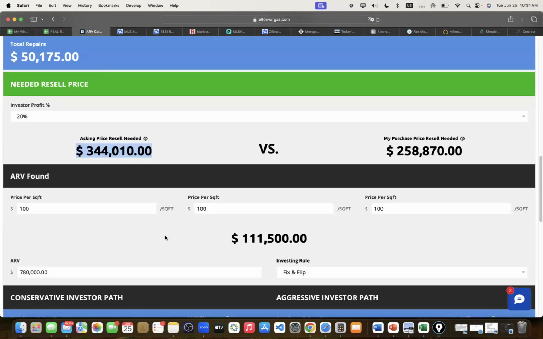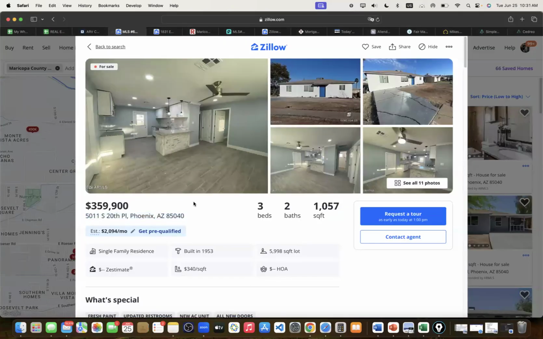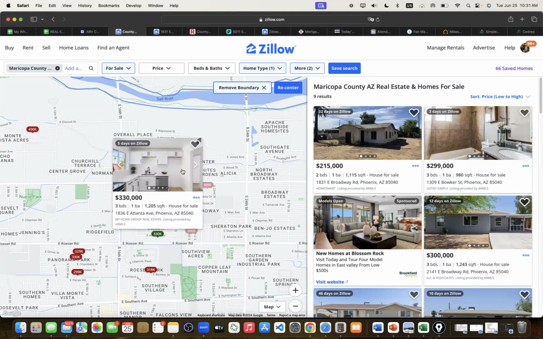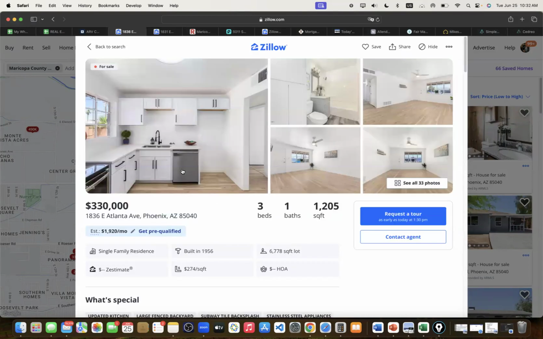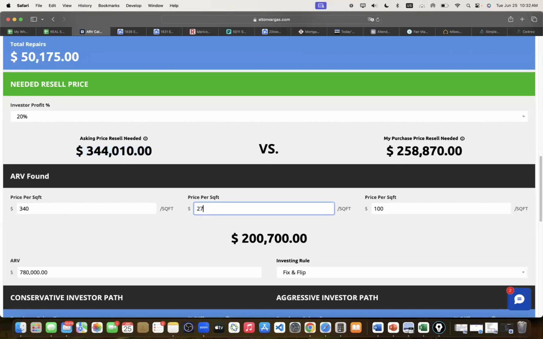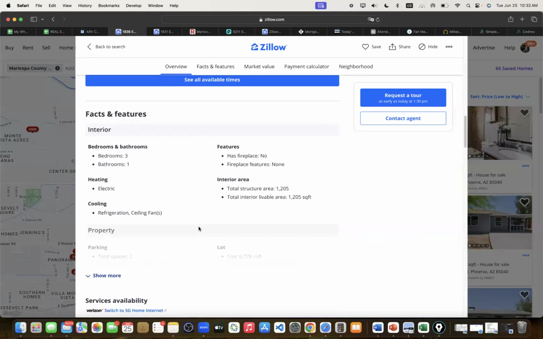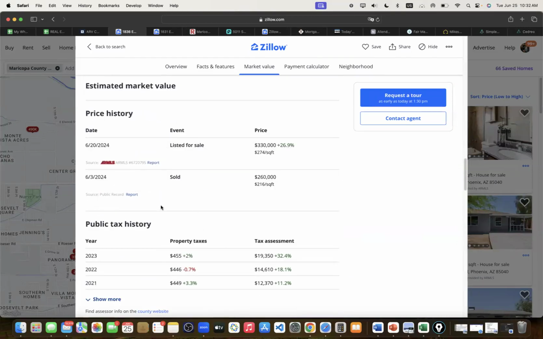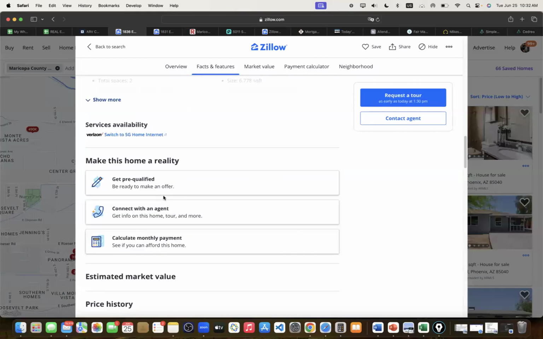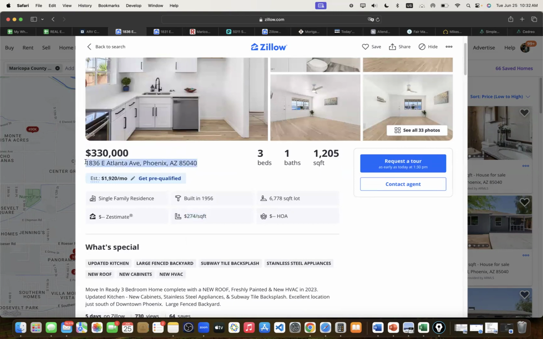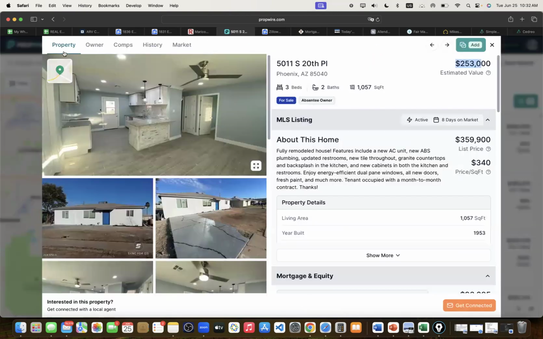So far from the comps that are for sale right now, this one is at 340 per square foot. And then the other one, 330. Another one, 330. So there are three properties in the same neighborhood selling. This one is at 274 per square foot, right over here. Let's see, is this a fix and flip? Sold in June. Does this one have a loan? Come on, one of these has to have one.